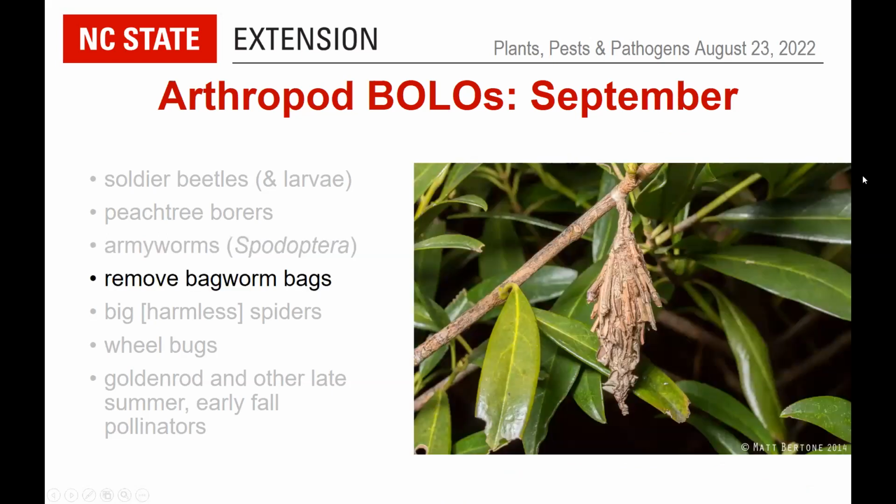This is also the time to remove bagworm bags. The bagworms have probably made them by now. If you remove bags, especially ones without a pupal skin hanging out of it, where the male emerged from, you want to slice off that connection point and unwrap it. This will get rid of a lot of the bagworms that would hatch next year.